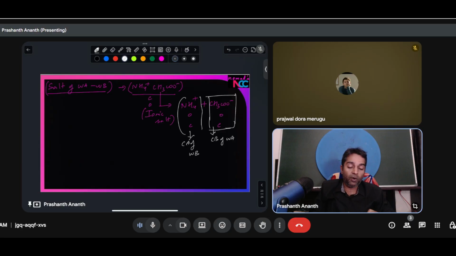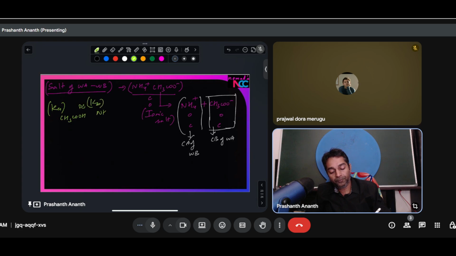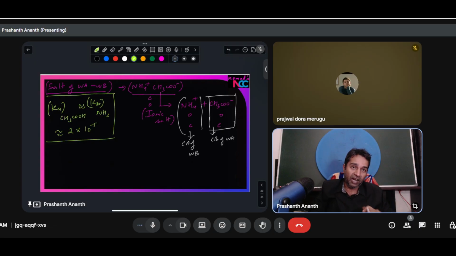So let us now try to understand their Ka and Kb values. The general approximation which we are going to be using over here is Ka for CH3COOH is approximately equal to Kb for ammonia, which are both approximately equal to 2 into 10 power minus 5. They are not exactly this, they are approximately this, and they are close enough that we can use this approximation comfortably, at least from a mathematical perspective.